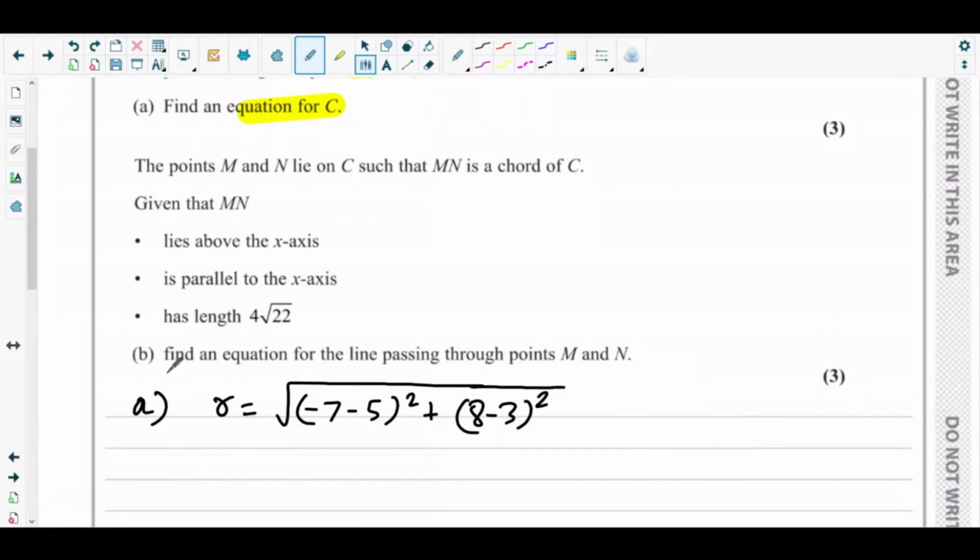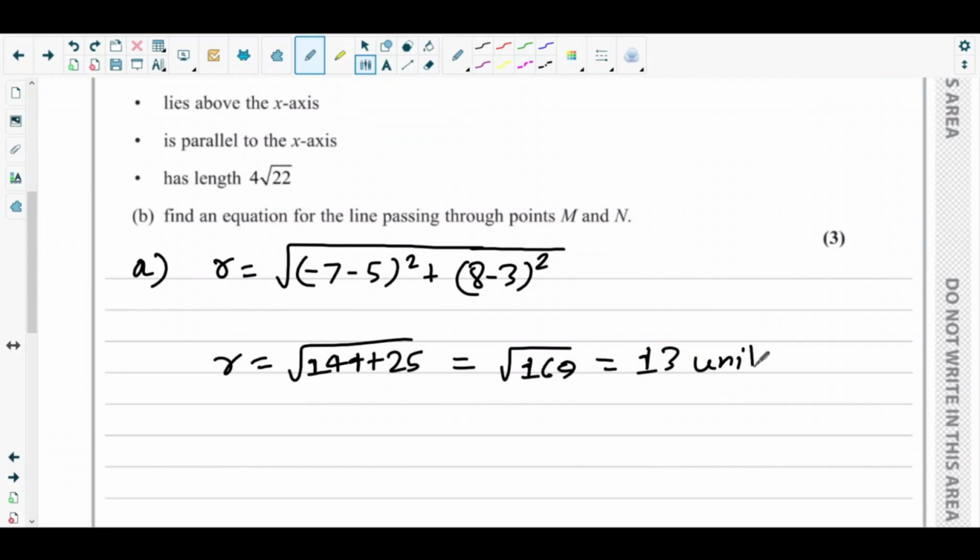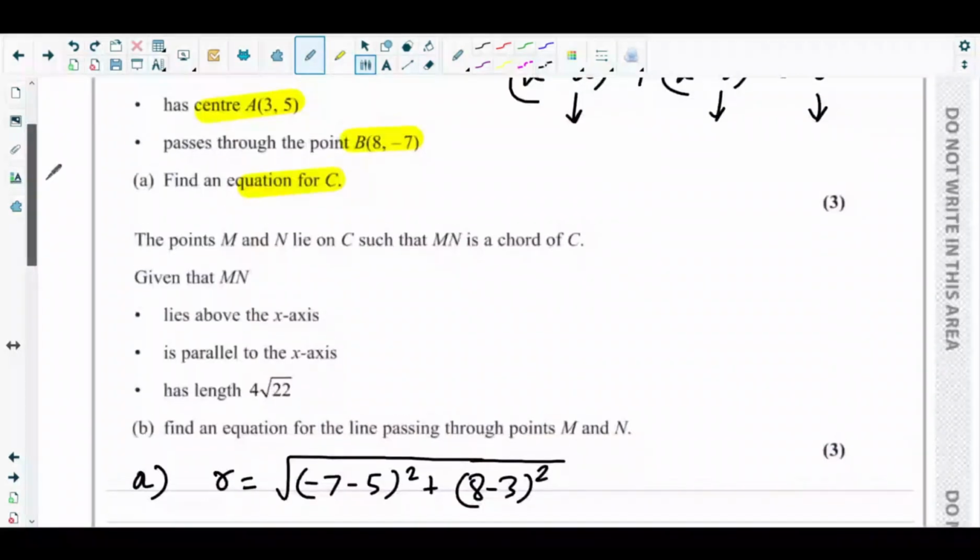So the radius would be: -7 minus 5 is negative 12, whole squared is 144. So square root of 144 plus 25. This is basically the square root of 169, which gives you 13 units. Okay, the radius is 13 units.